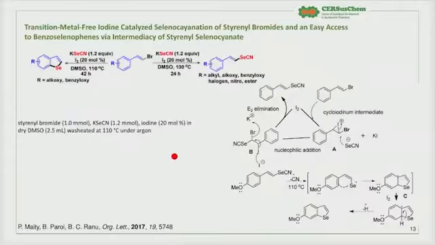The last article on that topic which I selected is by the Hanu group, where they used selenyl bromides and potassium cyanide to prepare the cyanide derivative of the selenyl bromides, or the same intermediate can lead to cyclization and give access to the benzoselenophene moieties.